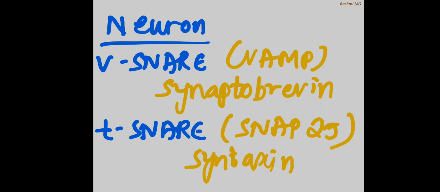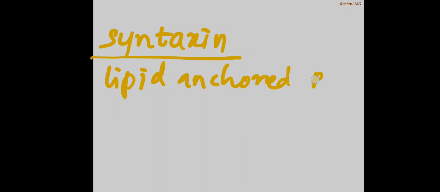Okay, the speciality of syntaxin is that it is a lipid anchored protein. It is attached to the membrane by palmitylation of 4-cysteine residue. So it is a lipid anchored protein.